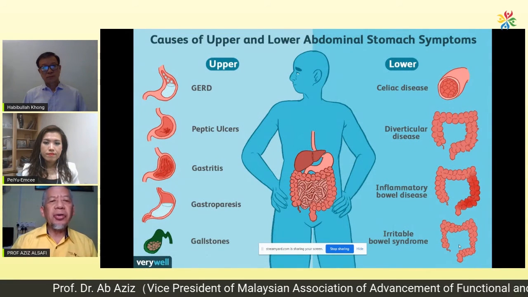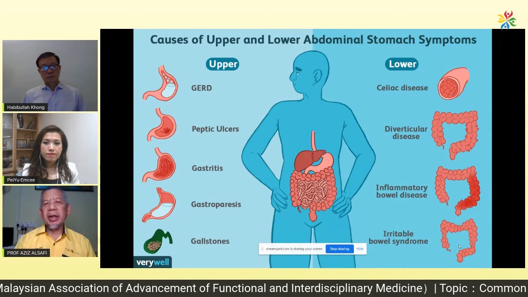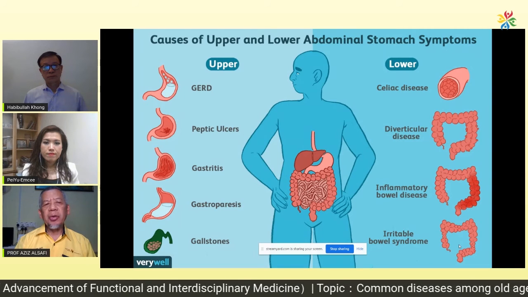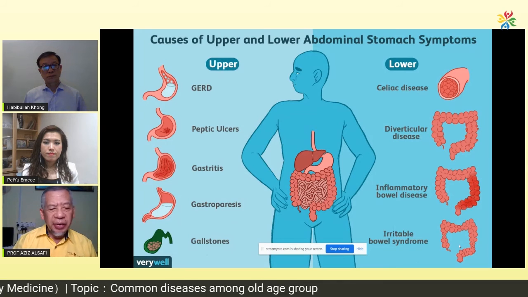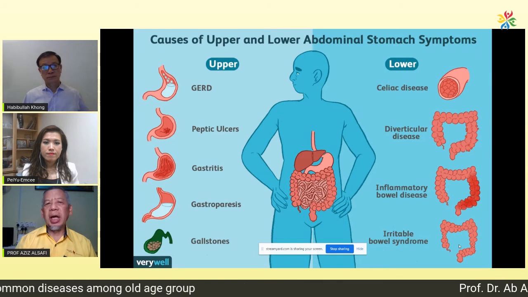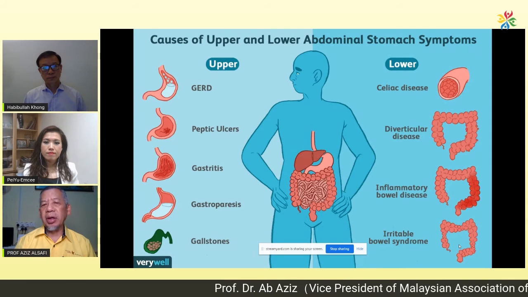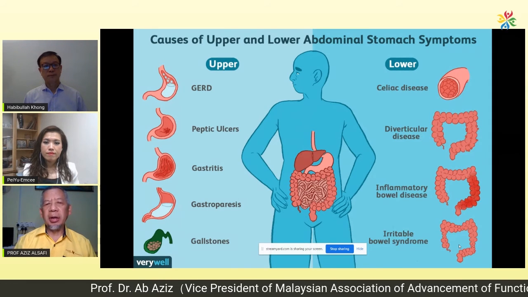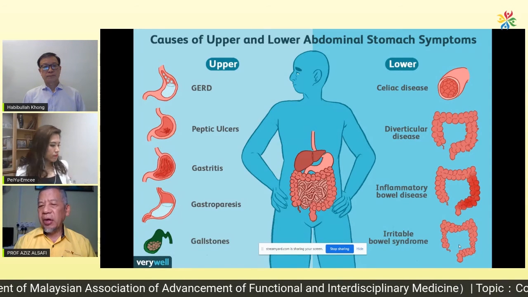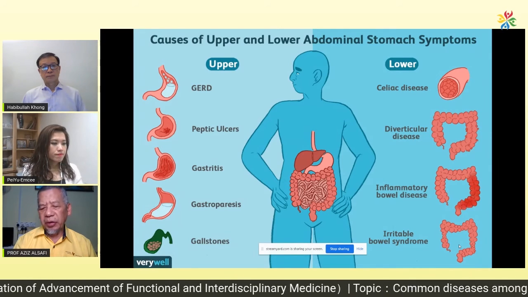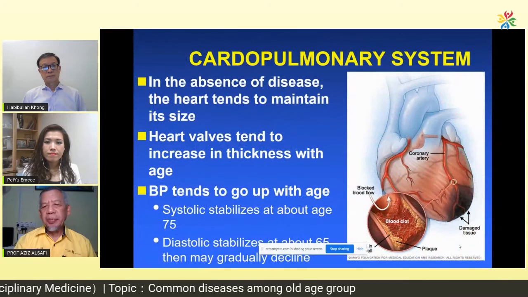Like this one, these are causes of upper and lower abdominal stomach symptoms. Upper side of the system: GERD, gastroesophageal reflux disease, peptic ulcer, gastritis, gastroparesis, and gallstone. For lower abdominal stomach symptoms: celiac disease, that means poor absorption, you can have continuing problems with absorption, diverticular disease, inflammatory bowel disease, and irritable bowel syndrome. So we actually have ways to overcome this by changing diet.